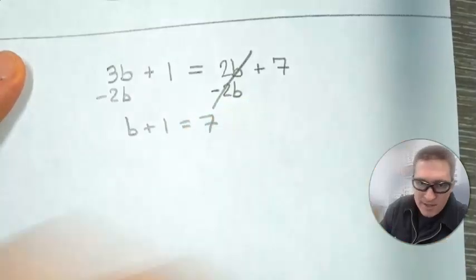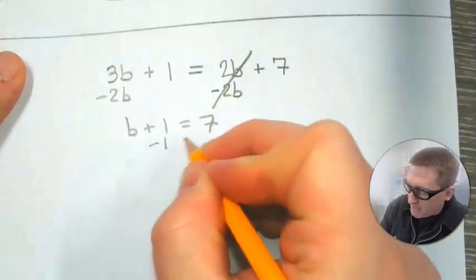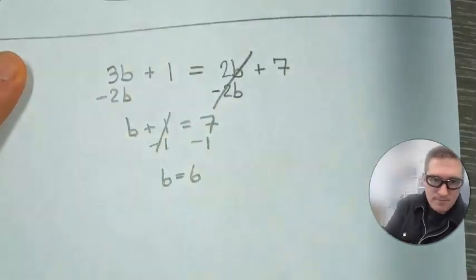And now I have a lot simpler equation to solve. My unknown plus 1 equals 7. I subtract 1 from both sides. 7 minus 1 is 6, which is my answer.